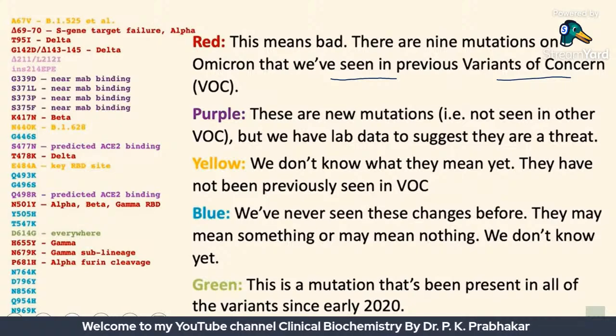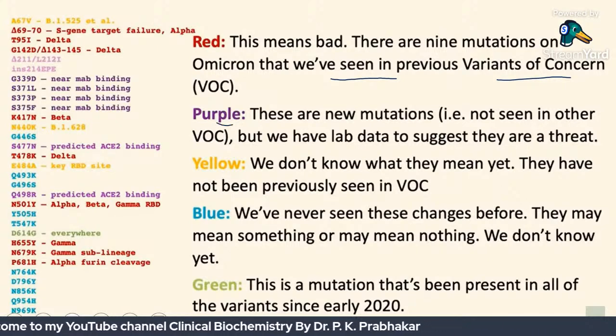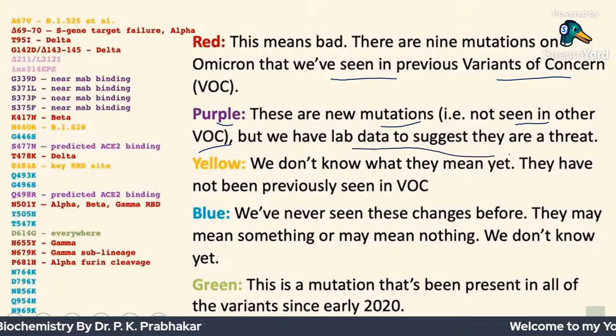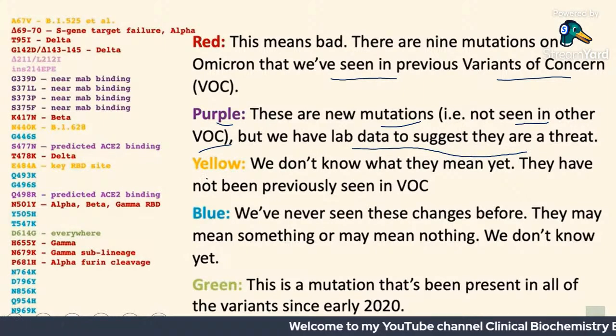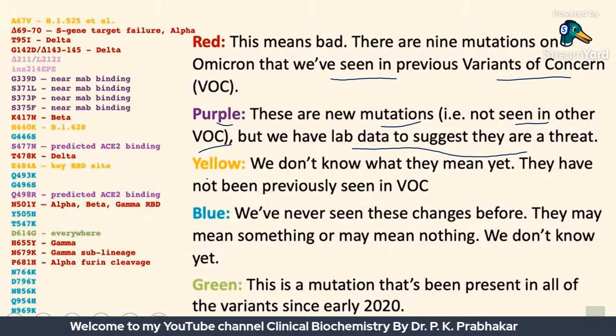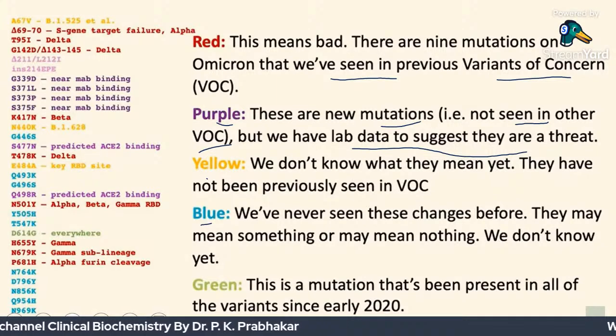variants of concern also. The purple mutations are new mutations not seen in other variants of concern, but we have lab data to suggest they are a threat. Yellow mutations, if we don't know about them, have not been previously seen in any variants of concern. Blue mutations, wherever it's blue, we have never seen this type of change before.